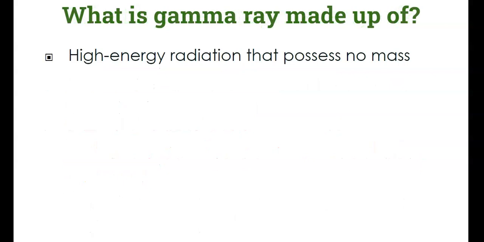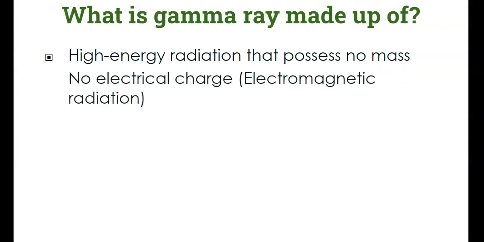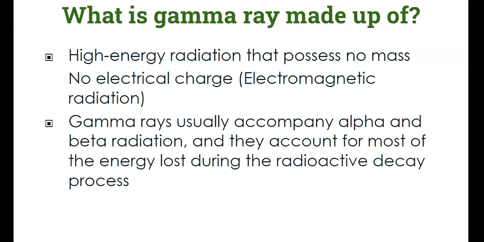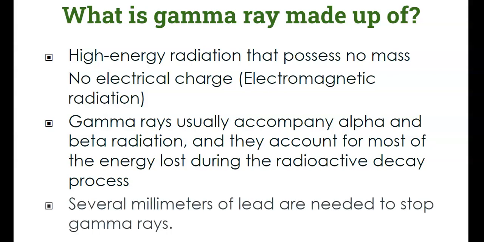Now, gamma rays are just high energy radiation that possess no mass and no charge. Okay? They usually accompany alpha and beta decay, and they account for most of the lost energy during the process. You need pretty decently thick lead or ideally concrete to stop gamma rays, but it's pretty hard to stop 100% of gamma particles.